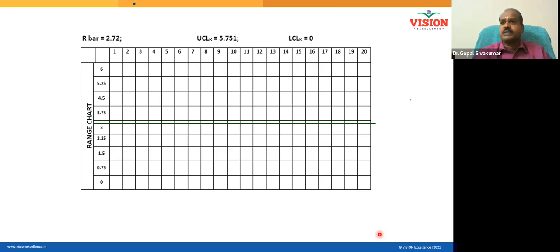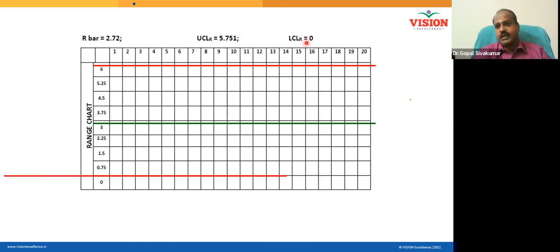So now you have a graph sheet and the range chart you need to plot. The center line for the range chart will be R bar. You have the R bar value. How much is the R bar? 2.72. You see here, 2.72, I have drawn a line. Now upper control limit, formula is D4 into R bar. What is D4? 2.114. So D4 into R bar will be 5.751. Draw the upper control limit. Lower control limit, D3 into R bar. D3 is 0. So lower control limit is 0. So draw the lower control limit. Now center line is available. Upper control limit is available. Lower control limit is available.